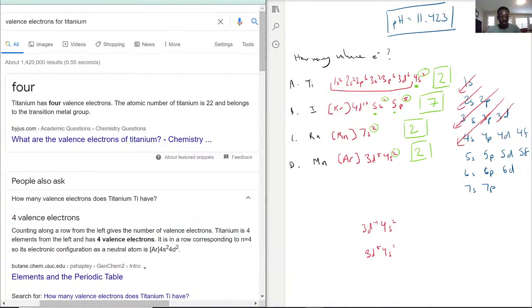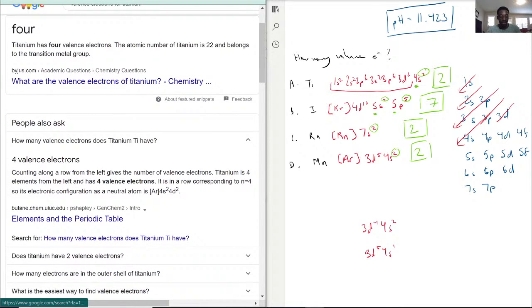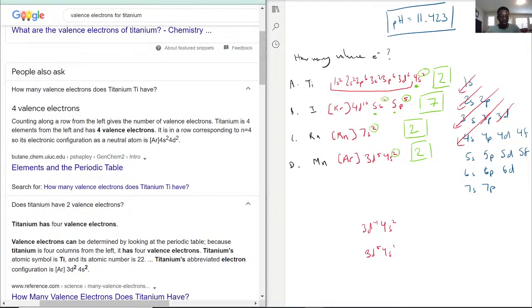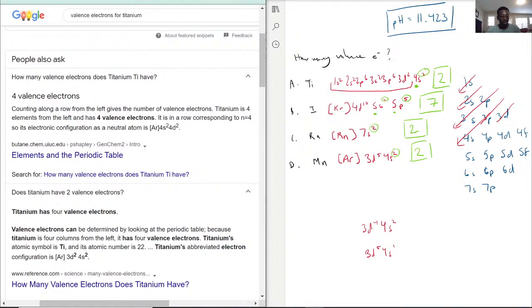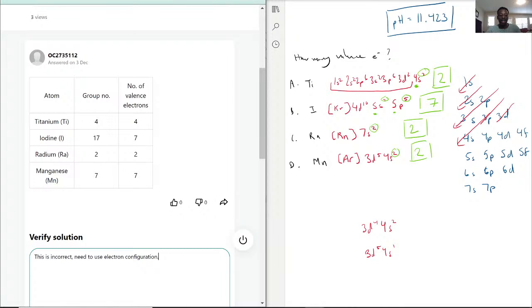But exactly, you see here, they actually have it wrong as well, because it would be 4s2 3d2, not 4d2. And here, valence electrons, interesting. But exactly, the configuration is 3d2 4s2. It only really has 2 electrons to work with in the valence shell.